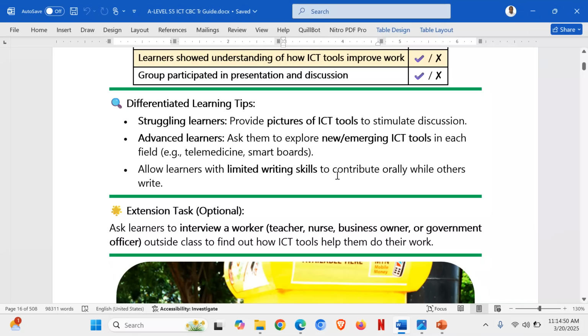Then you can also provide an extension task, but this is optional. Ask learners to interview a worker, who can be a teacher, a nurse, a business owner, or a government officer outside class, to find out how ICT tools help them do their work.